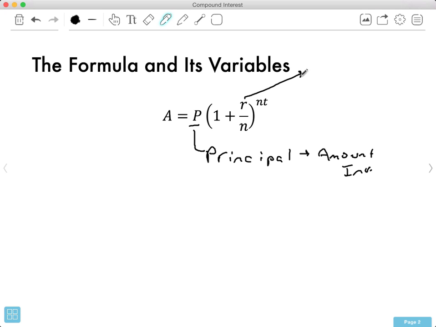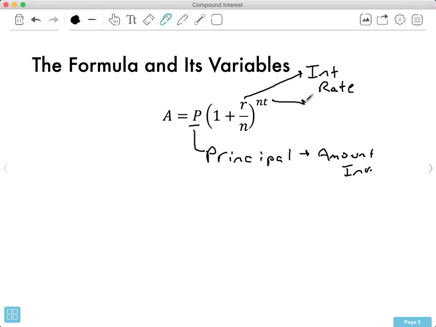The R in the formula stands for the interest rate. And just make sure that when you put the interest rate into the formula, since it's going to be a percentage, that you either move the decimal 2 places to the left or you divide it by 100. You'll see that on the next slide when we do an example.